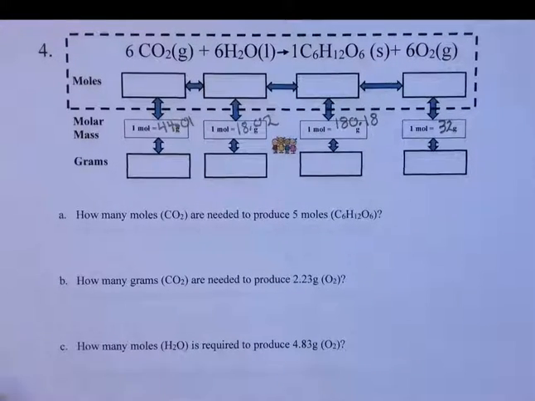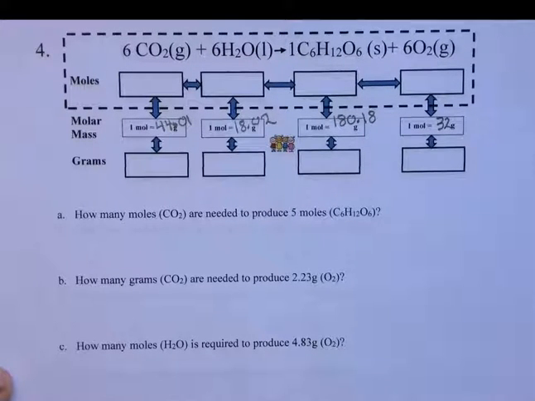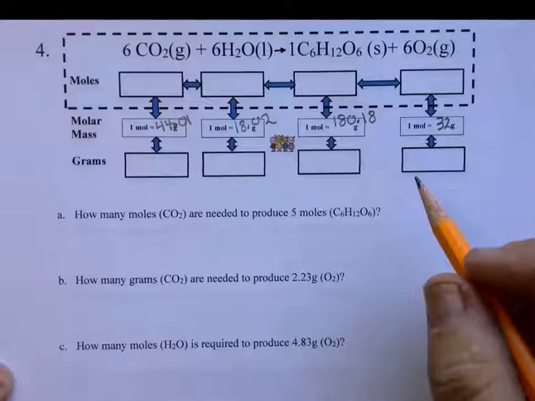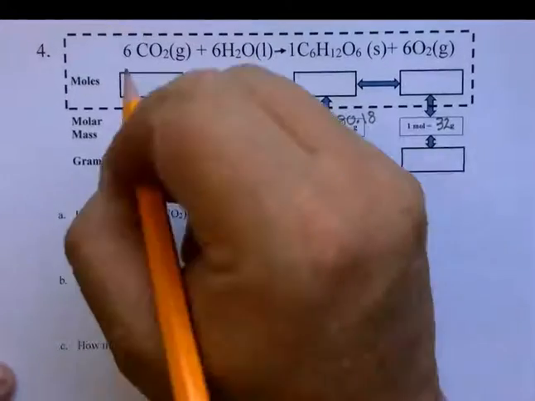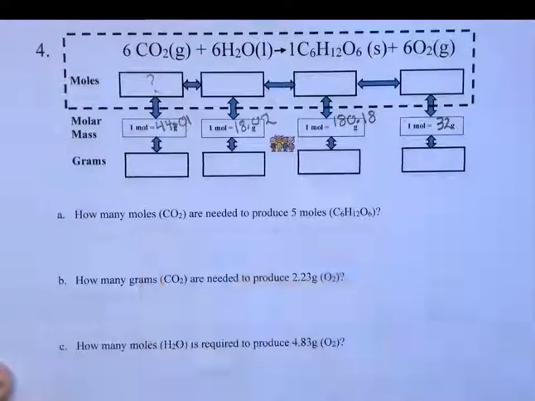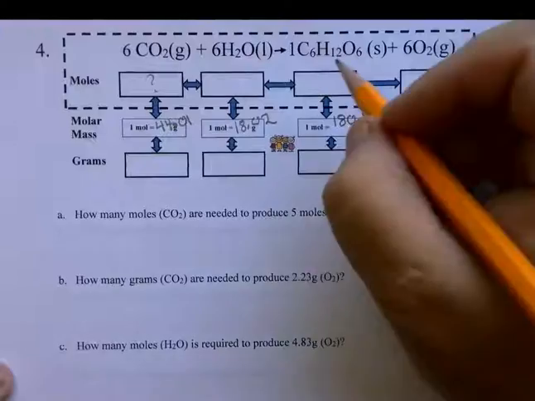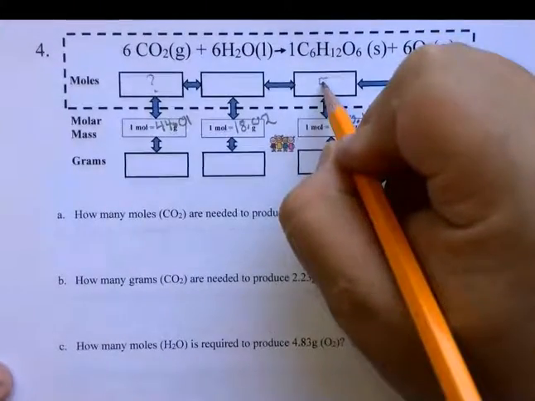Come in and let's work on a few of them. Okay, here we go. A, how many moles of CO2 are needed to produce 5 moles of sugar? So how many moles of CO2? Here's CO2, here's moles, so that's a question mark. And it's asking for 5 moles of the sugar here, so there's the 5 there.